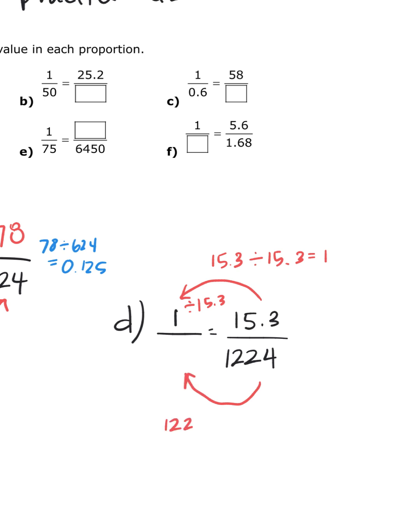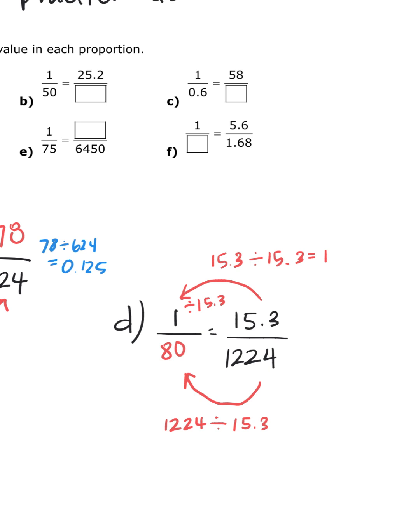Lastly, we've got our denominator of 1,224. We're going to divide by the same value of the 15.3. We need to divide top and bottom by the same value in order for the two fractions that we express to be equivalent. And I have a new denominator of 80.